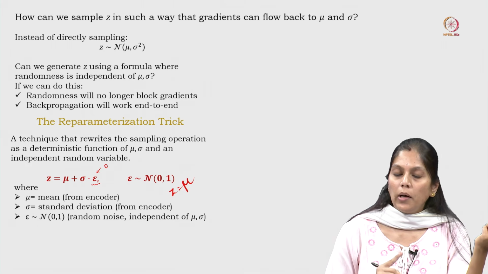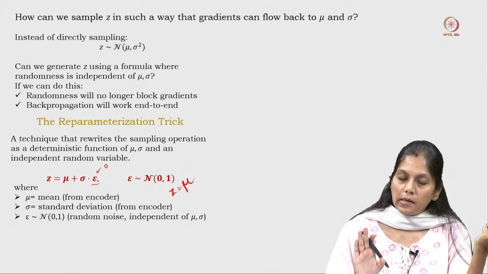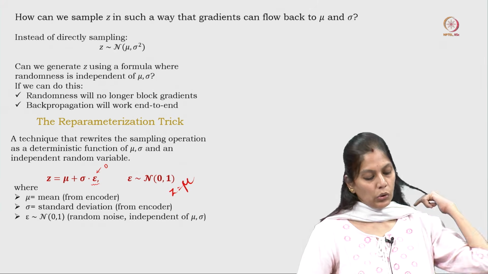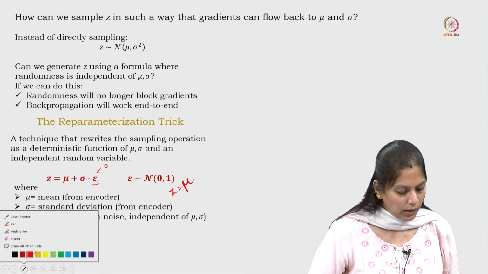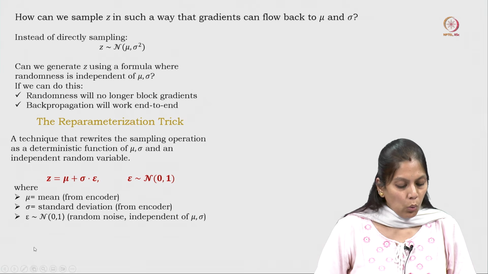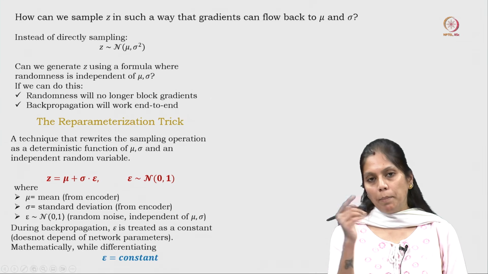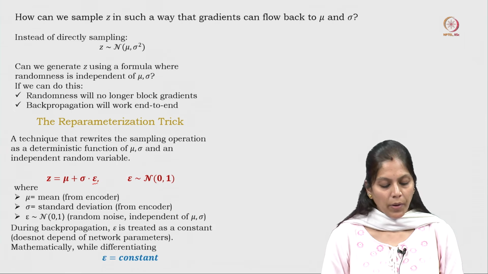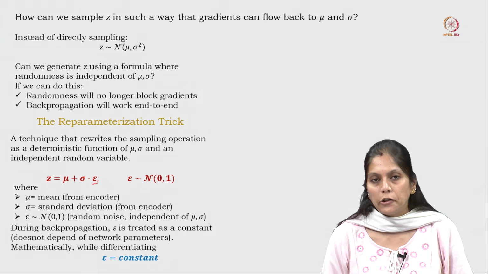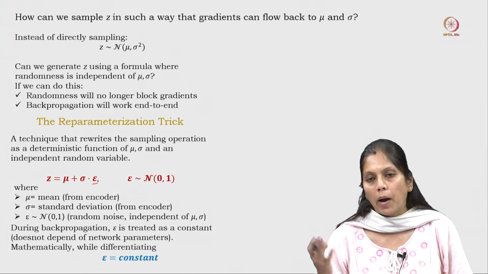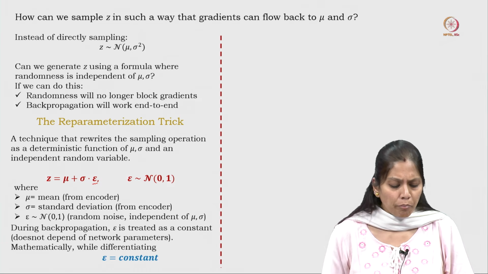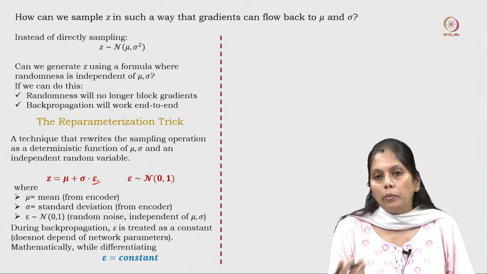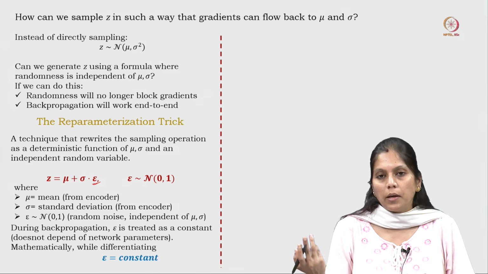Now, the whole intention here is that randomness is still there, but we have moved randomness a little away from the parameters. That is the reason we have written z in this way. Once you write this, during backpropagation this term becomes a constant. Therefore, the whole intention is that you are able to backpropagate here.